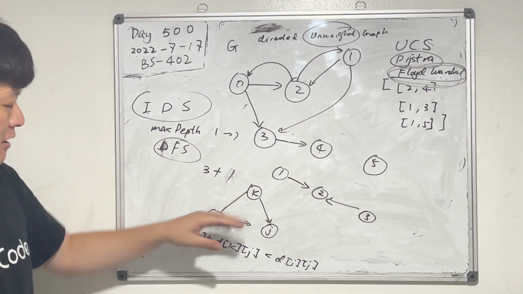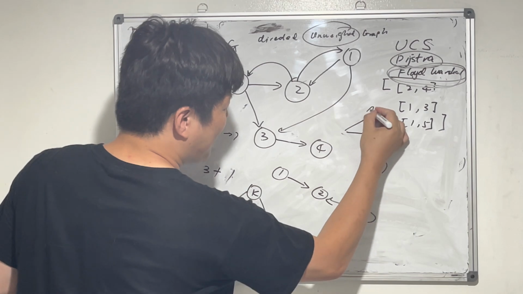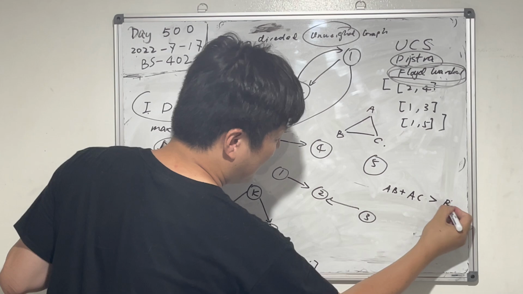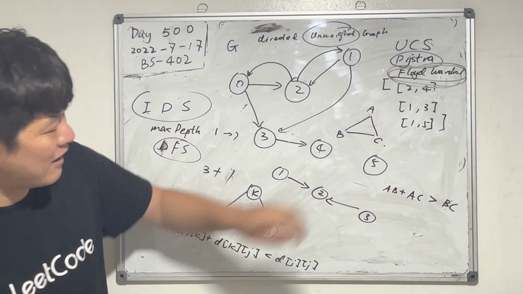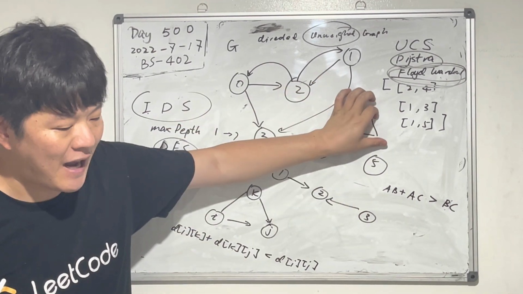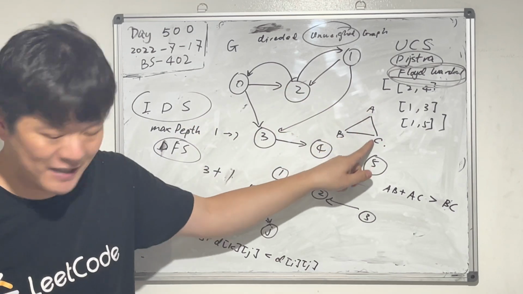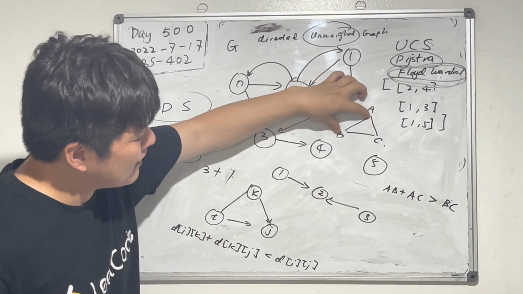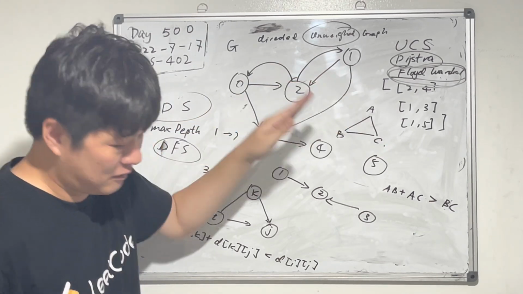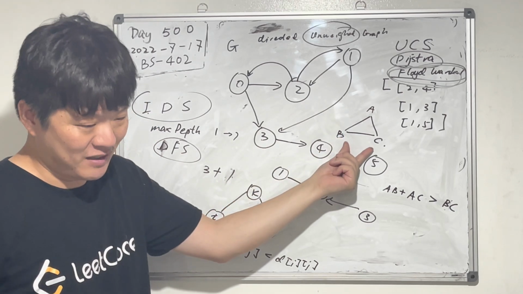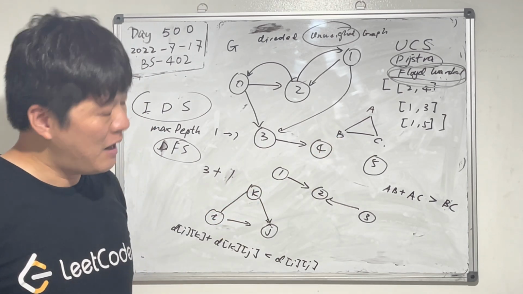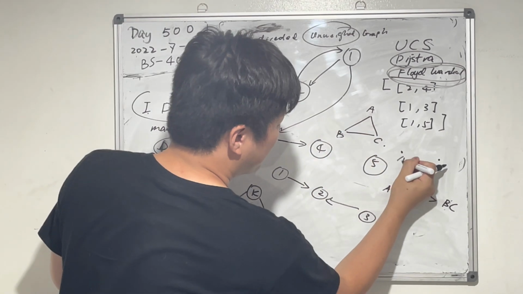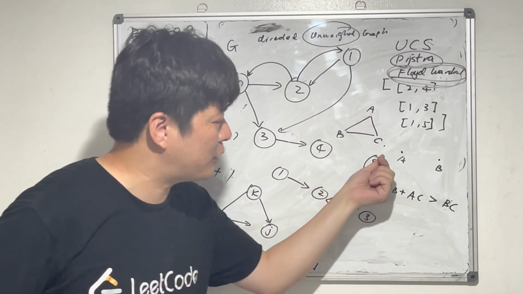Now look at this triangle. In any triangle, the sum of any two sides is bigger than the third one, right? AB plus AC is bigger than BC. It cannot be smaller than BC, right? Because of the shortest distance between two points, A and B.